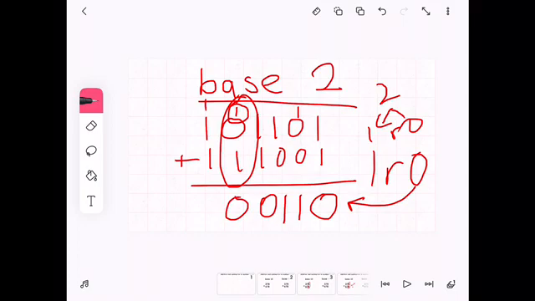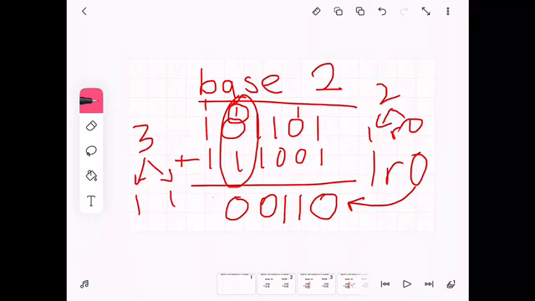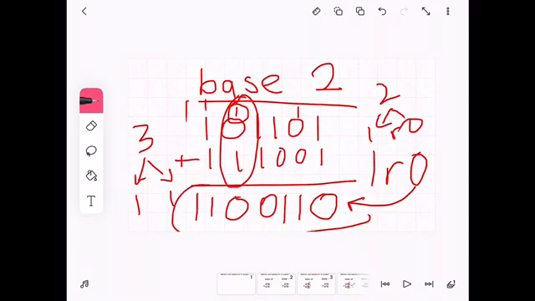Now this time I have 3, so what are you going to do when you have 3? How many times can you get 2 in 3? You can get one 2, and there'll be a remainder of 1. Write my 1, and the other one should come here, and there's nothing to add, so I just write it. So this is going to be my final answer. I should write a little 2 here to indicate that my answer is not some weird 110,000, but rather 1100110 base 2.